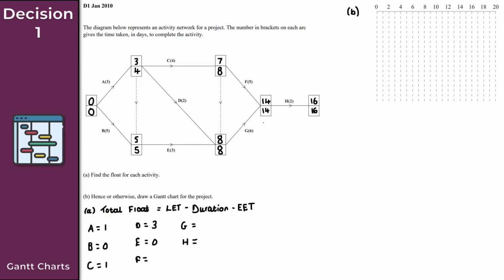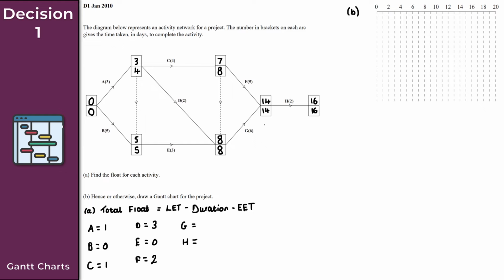So my late event time here is 14, minus the duration, which is 5. So 14 minus 5 is 9, minus the early event time of 7. So 9 minus 7, we get a total float there of 2. Okay. What about activity G here?